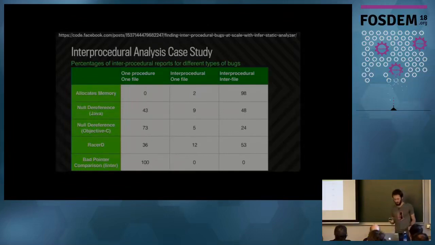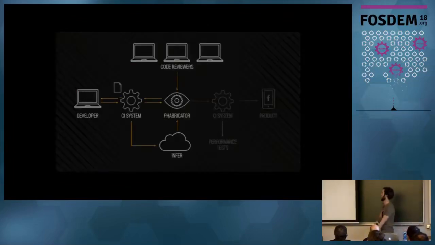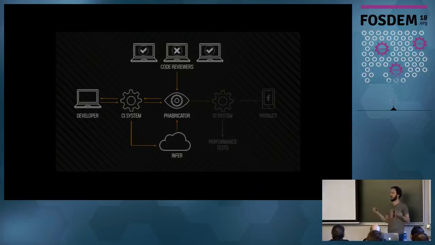No. Okay. So how do we deploy Infer at Facebook? I said it reports at diff time. Whenever a developer sends a new change, it goes through our CI system, which runs a bunch of tests and also schedules an analysis via Infer. This happens at the same time as human reviewers are reading the code and making comments. So Infer comments on the diff just as other human reviewers will.